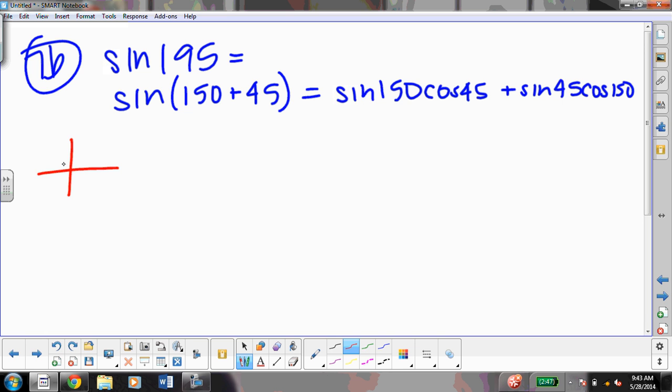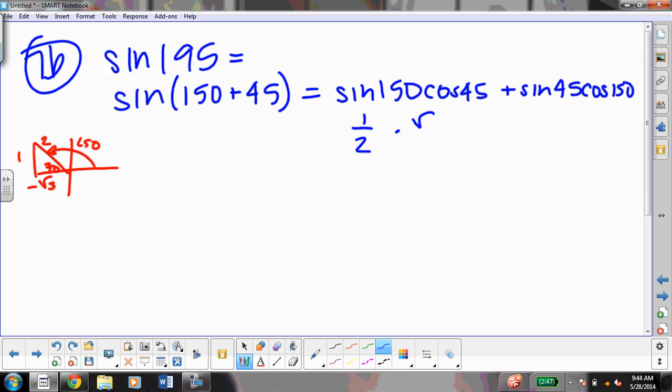150 is an angle we got to think about. It's in the second quadrant. It would have to be a 30-degree angle. So 1, root 3 would be negative and 2. So the sine of 150 is going to be positive 1/2.